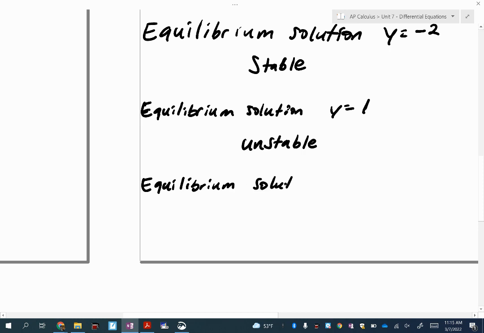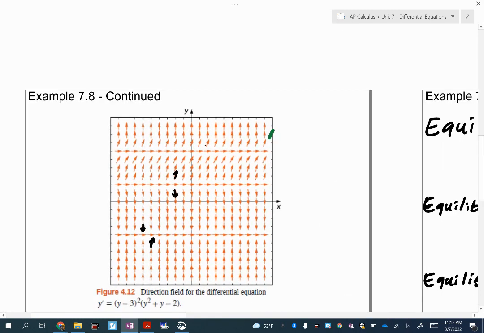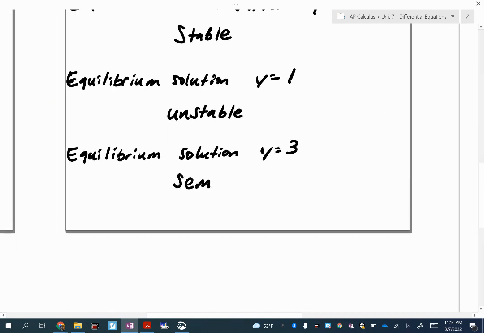And the last one is +3. If I look here, solutions that are above it are pointing away from it, but solutions below it are pointing towards it. Since on one side the tangent line slopes are pointing away from it, and on the other side they are pointing towards it, we call this semi-stable.